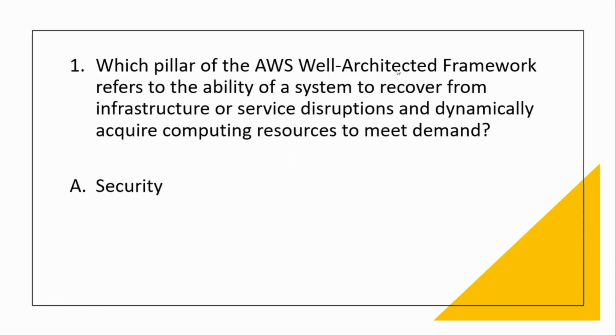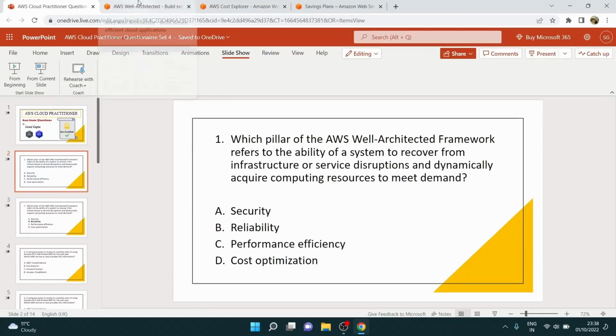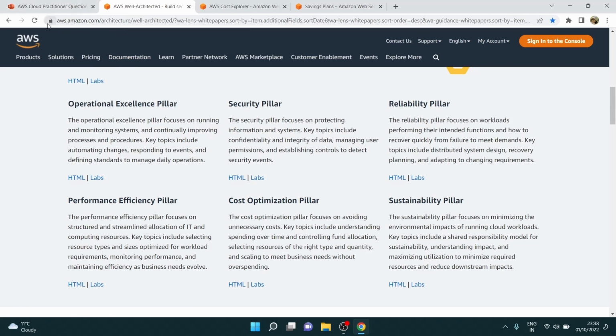Which pillar of the AWS well architected framework refers to the ability of a system to recover from infrastructure or service disruptions and dynamically acquire computing resources to meet demand? So it is like if you have any service issues and you want to recover the infrastructure which is built, and also you want to dynamically, on the go, acquire the computing resources. Okay. So security, reliability, performance efficiency, or cost optimization. So to see that, we'll go through the well architected framework. So here I am on the AWS Amazon docs.